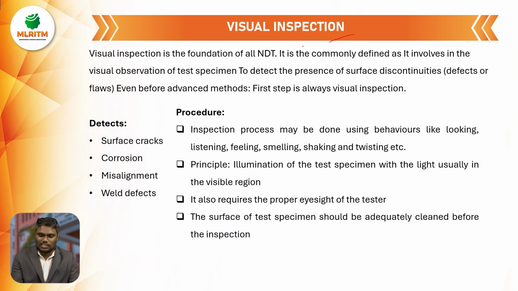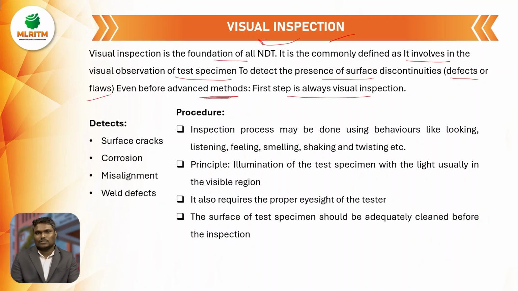Basically, what is visual inspection? The inspection is done visually, right? Visual inspection is the foundation of all NDT processes. It is the first process applied in NDT techniques, and it is commonly defined as the visual observation of the test specimen to detect the presence of surface discontinuities. So there are discontinuities or defects, which can also be taken as flaws, right? There are very advanced methods in NDT, but the first step is always visual inspection only.